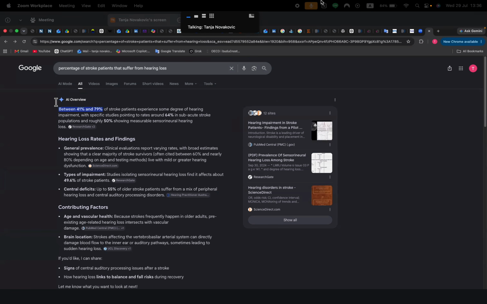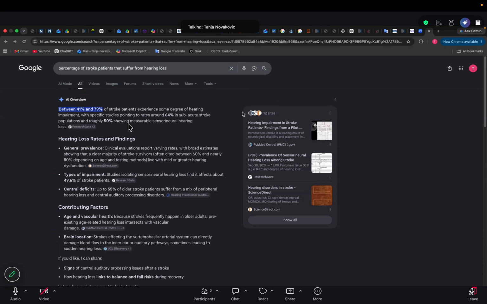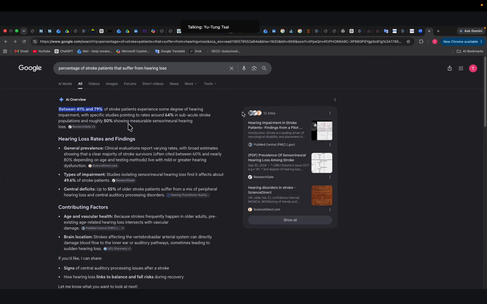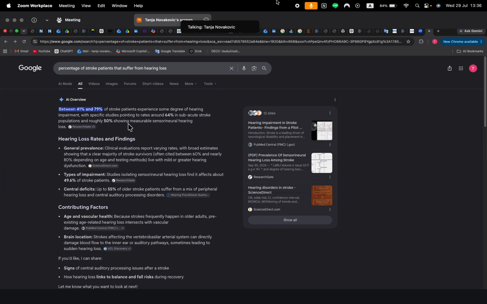So this one has the stroke patients that suffer from hearing loss. Here the disease is stroke, so patients that have a stroke. And as this says, between 41 and 79% of the population, and roughly 50% have measurable hearing loss on this one. So your disease is stroke, and 50% have hearing loss as a symptom.